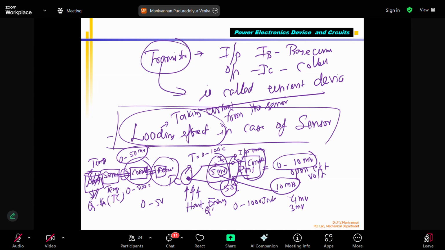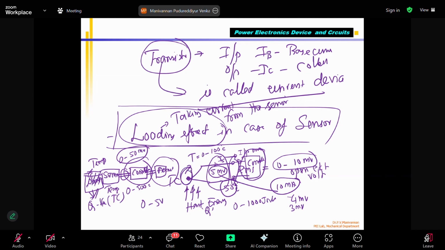So literally I told you, a theoretical controller should not take any current from the sensor. But that is theoretical. The practical sensor will take milliamps, microamps, nanoamps, something like that, which cannot be avoided. Because of that, the wrong measurement is made by the controller. Controller thinks that because my thermocouple output is 4 millivolts, it is 40 degrees. But actually, it is 50 degrees.